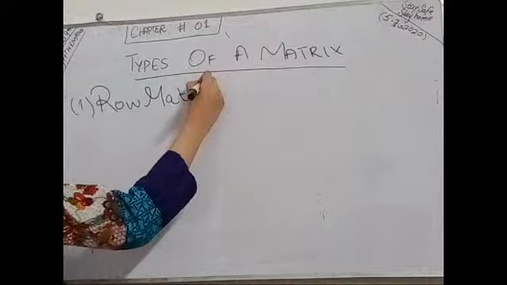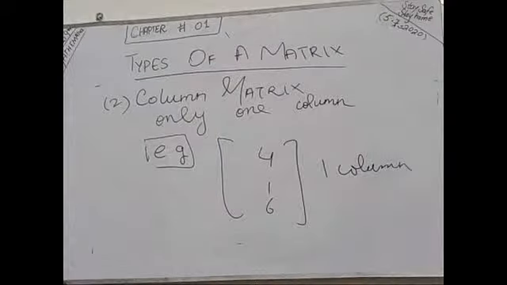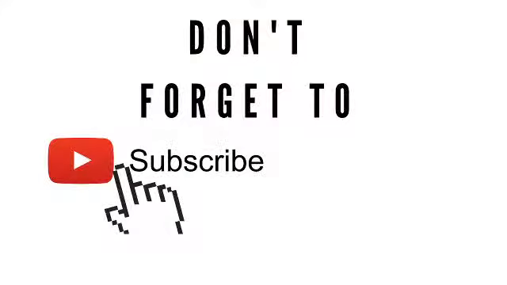4, 1, 6. So we can see that there is only one column in it. Condition for a column matrix is that it should have only one column. The number of columns should be 1, but the number of rows can exceed 1. कॉलम सिर्फ एक होनी चाहिए लेकिन नंबर ऑफ रो 1 से ज़्यादा हो सकती है. नंबर ऑफ रोज से फर्क नहीं पड़ता कॉलम मैट्रिक्स में. कॉलम मैट्रिक्स में सिर्फ 1 कॉलम होना चाहिए.